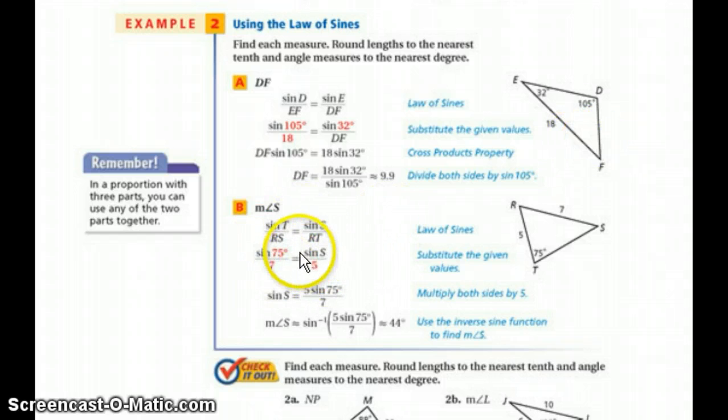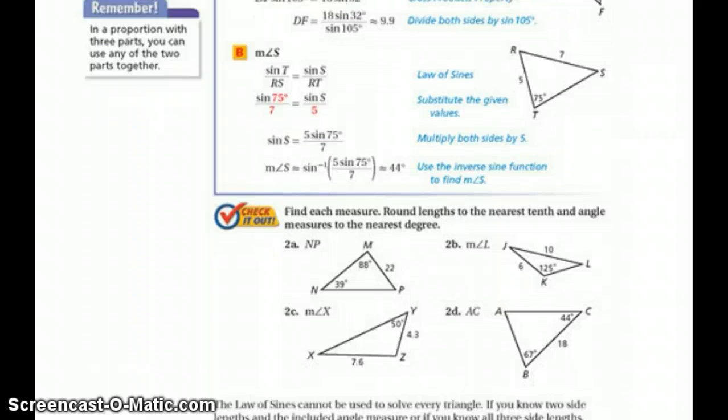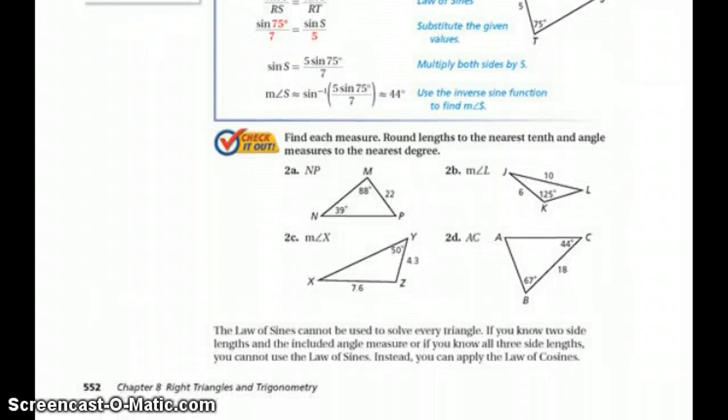Same thing happens here. This time we know a couple of sides, 7 and 5, and we know an angle opposite side 7, and so we can cross multiply. In this case, when we're solving, we want to solve for sine S, and then we would actually use our inverse sine button, and we would get out an angle. So that angle there would be about 44 degrees. Now, a lot of times you're going to find out that the law of sines is very useful, and you can solve a lot of triangles that way using the law of sines.